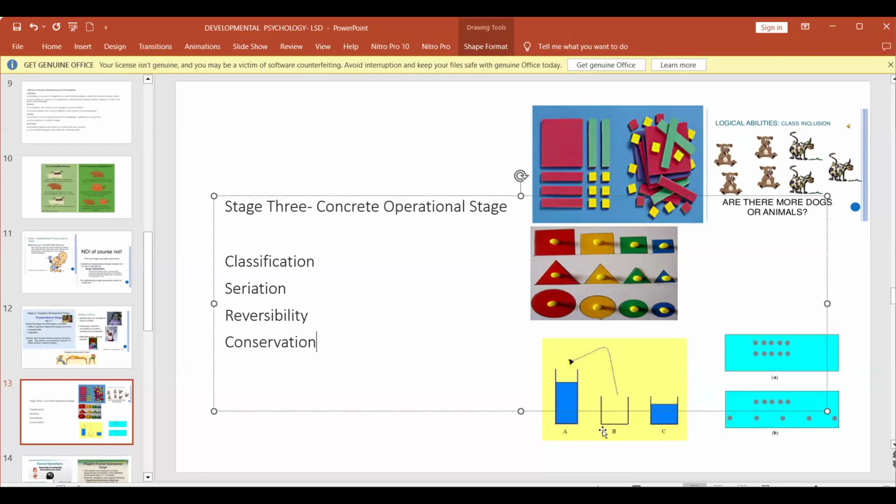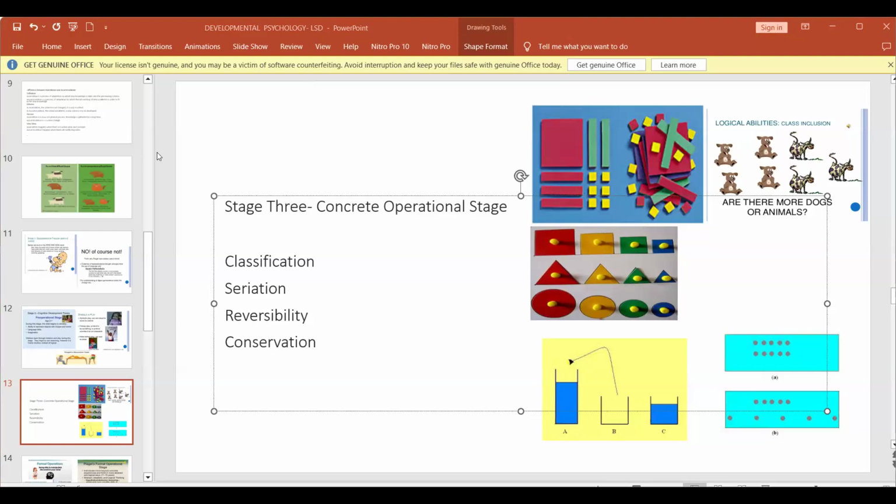Right. So we can move on to the fourth stage. The fourth stage is the formal operational stage. That is from 11 plus. Now the child is a teenager.